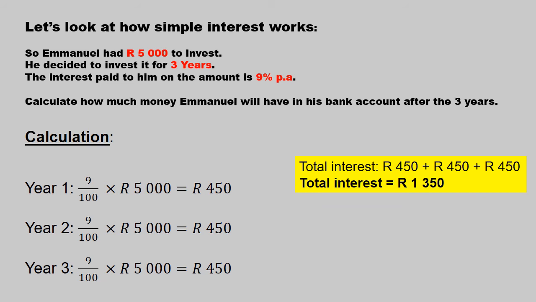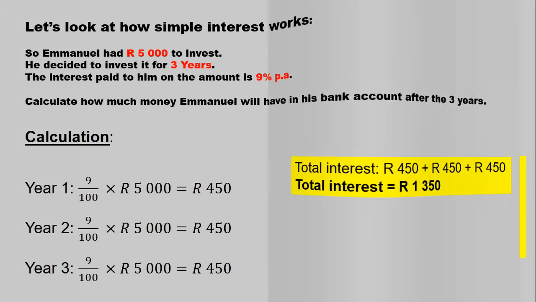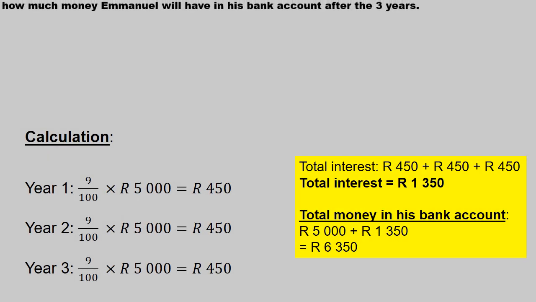But what they asked is calculate how much money Emmanuel will have in his bank account after the 3 years. It would be quite silly if you invest 5,000 rand and at the end of the 3 years you only have 1,350 rand left. So please remember, if they ask you what is the total amount that's in his bank account, you have to take his interest and add it to the initial amount that he invested with the bank or the company.